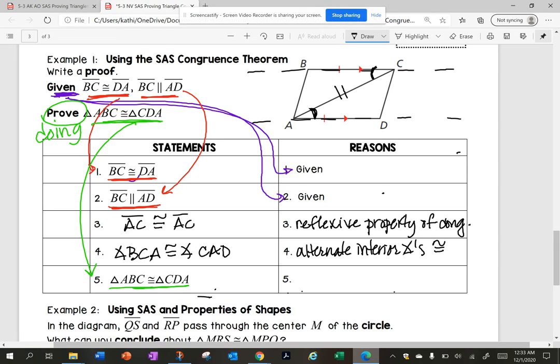So now I'm looking at, I see that I have a side. Here's one of my sides. Then I have an angle. Here's an angle. And then here's my second side. So I have side angle side, so I can say that my two triangles are congruent by side angle side congruence.